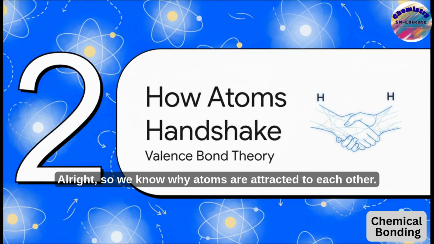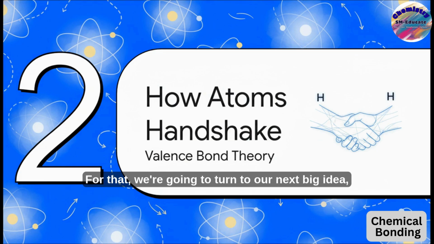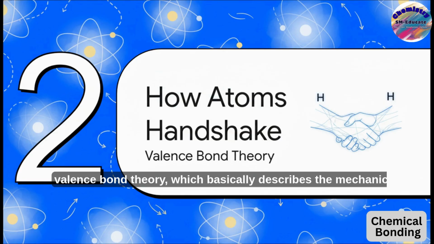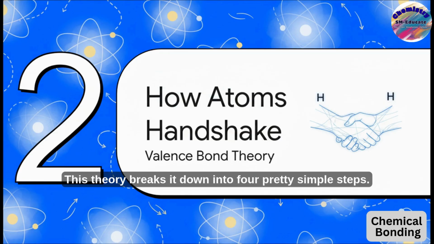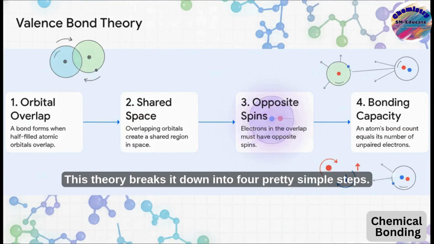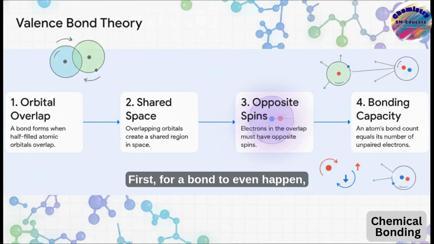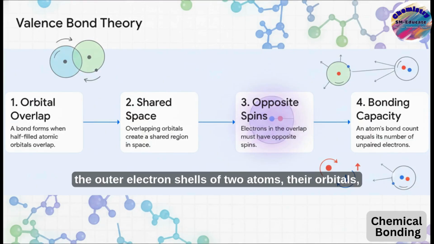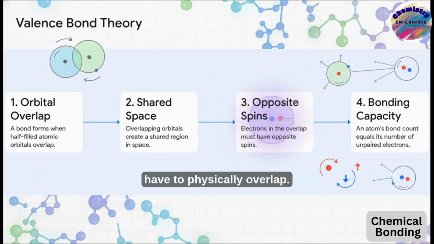All right, so we know why atoms are attracted to each other. But how do they actually form the connection? For that, we're going to turn to our next big idea, valence bond theory, which basically describes the mechanics of the atomic handshake. This theory breaks it down into 4 pretty simple steps. First, for a bond to even happen, the outer electron shells of two atoms, their orbitals, have to physically overlap. This overlap creates a shared space.